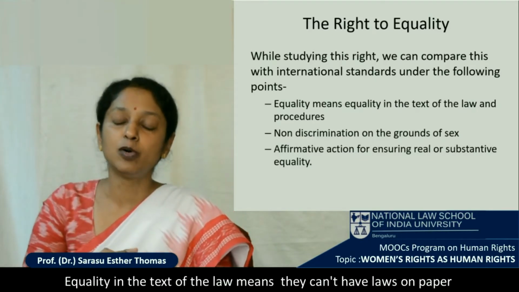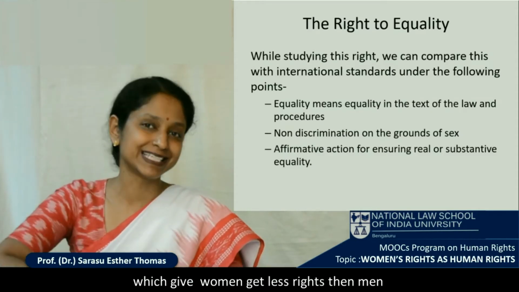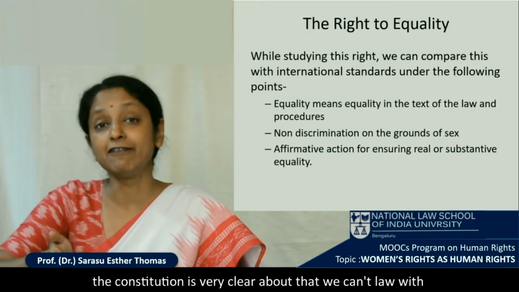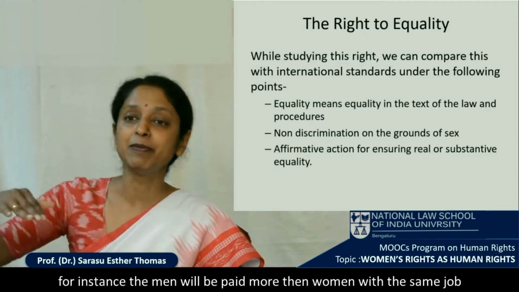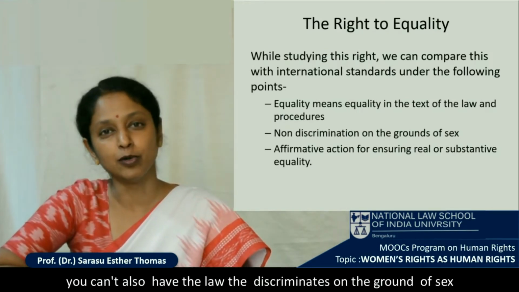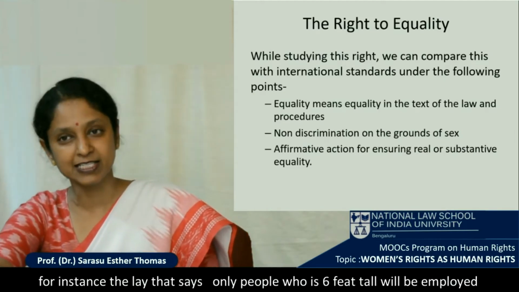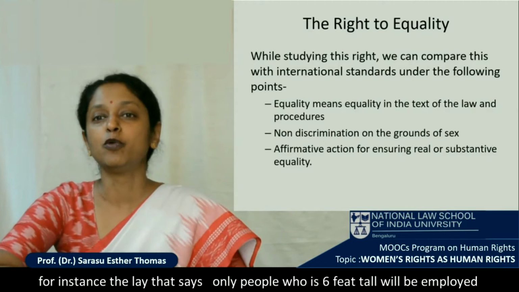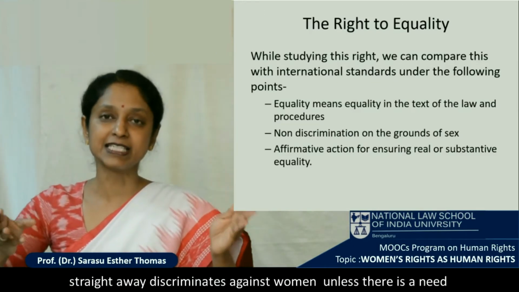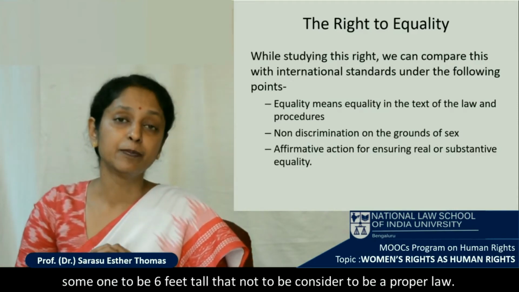Equality in the text of the law means that you can't have laws on paper which give women less rights than men. The Constitution is very clear about that. So you can't have a law which says, for instance, that men will be paid more than women for the same job. You cannot also have a law that discriminates on the ground of sex. For instance, a law that says that only people who are 6 feet tall will be employed straight away discriminates against women. So unless there is a need for someone to be 6 feet tall, that will not be considered to be a proper law.